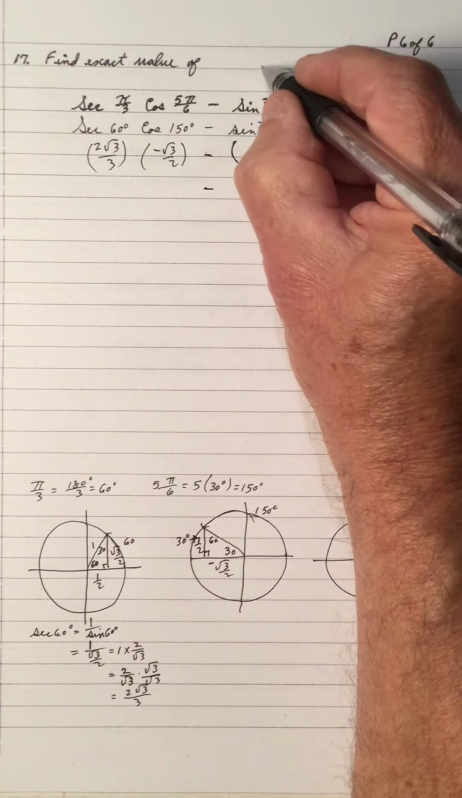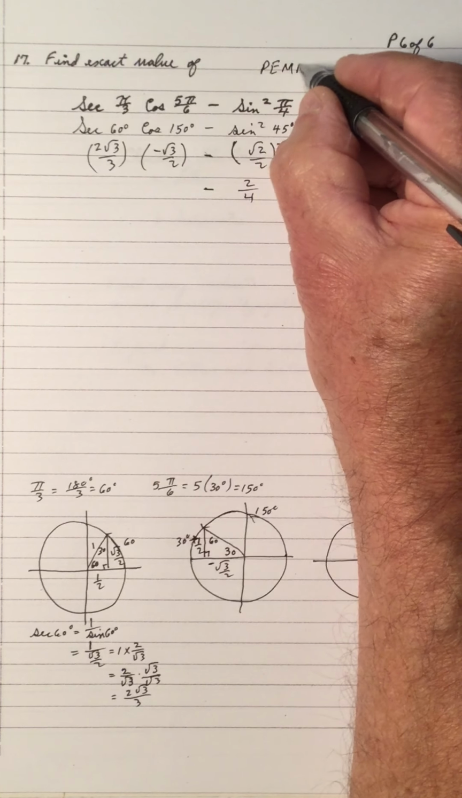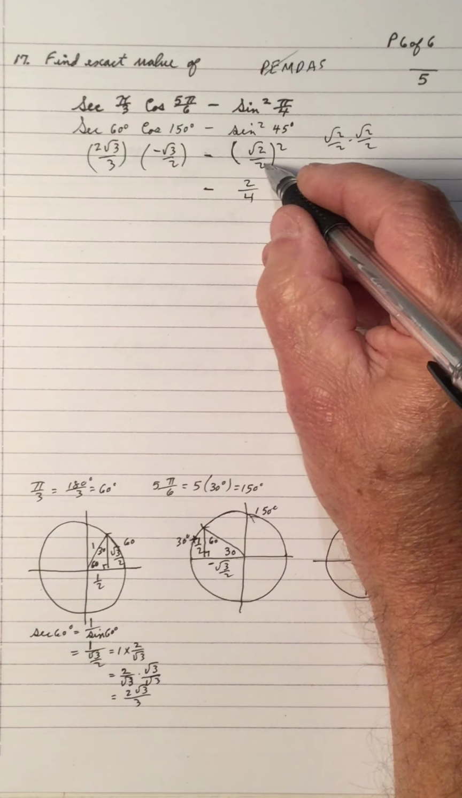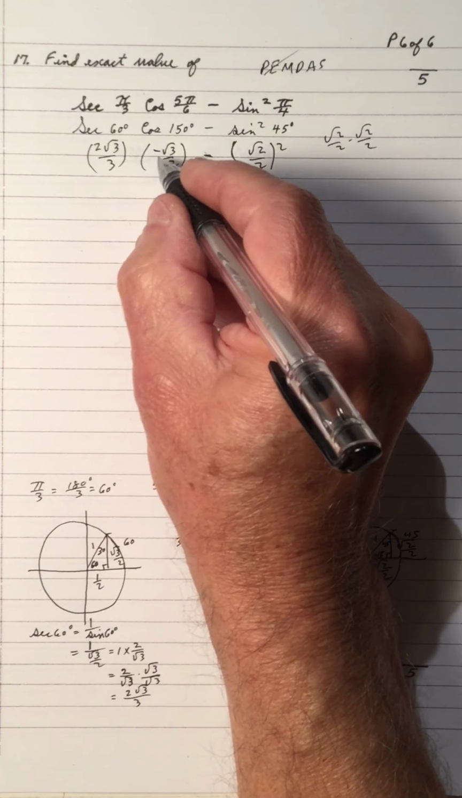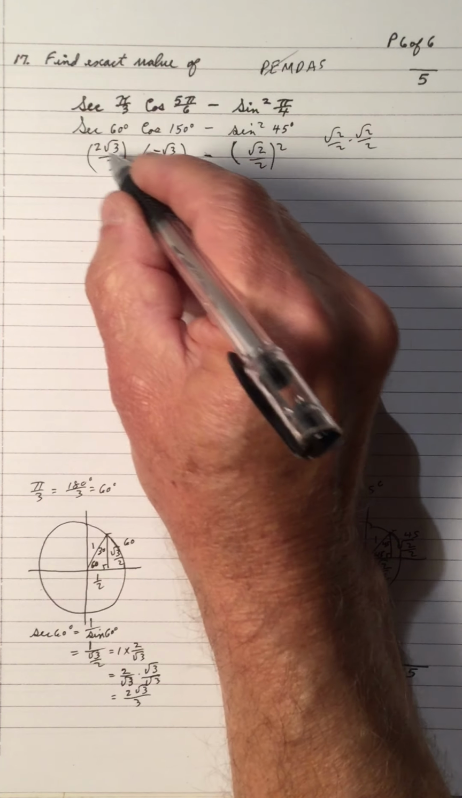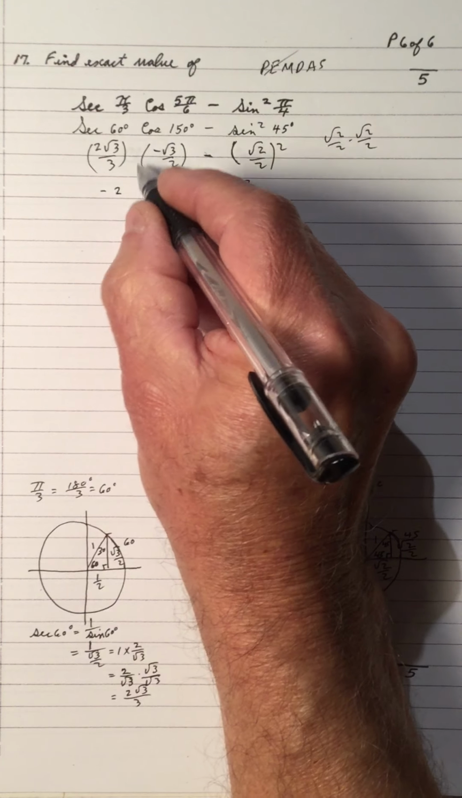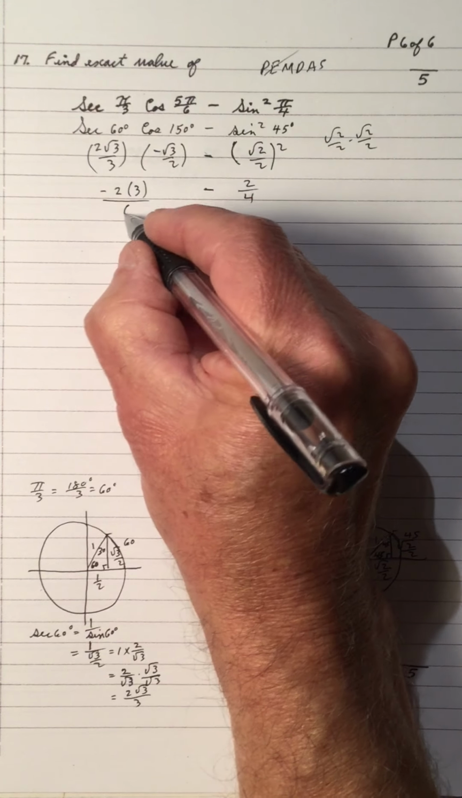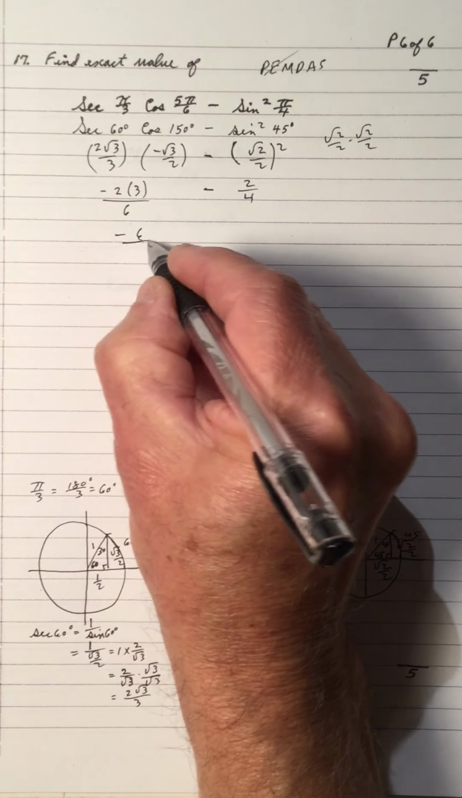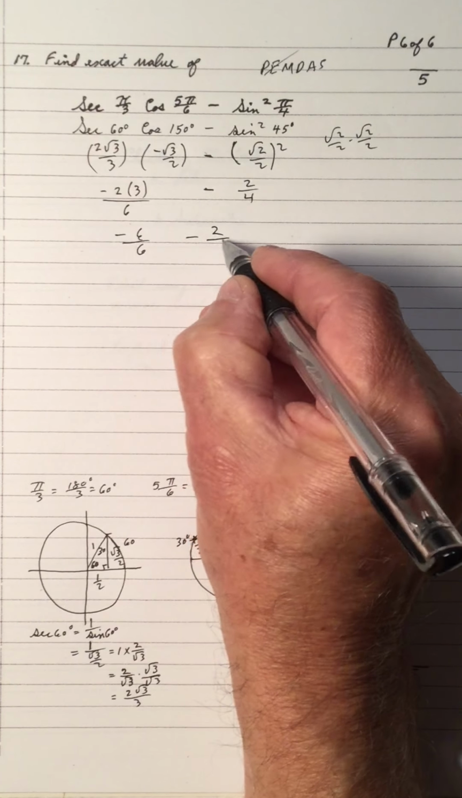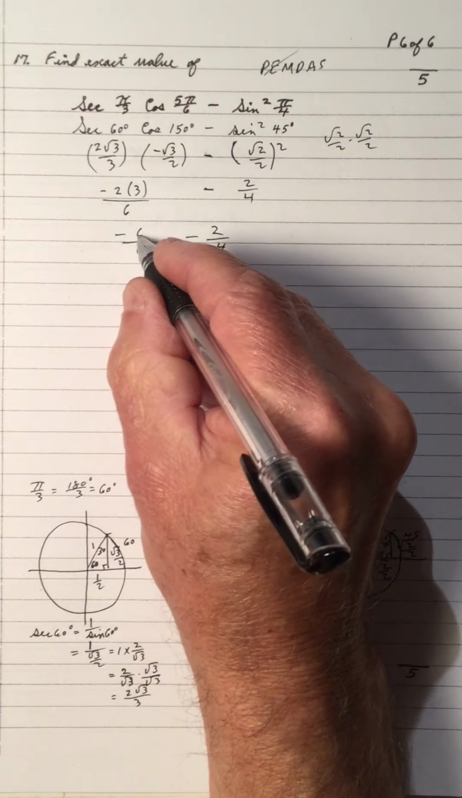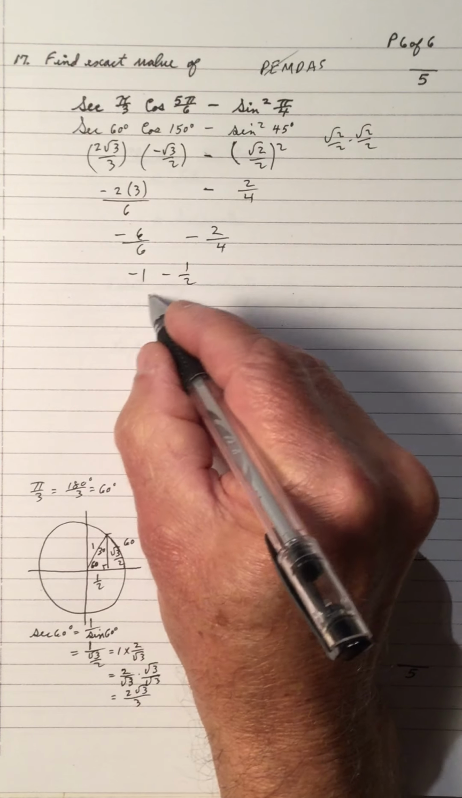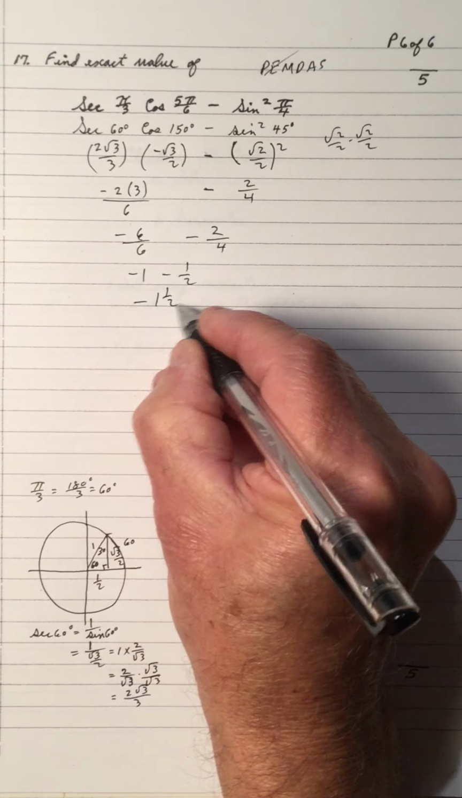Now we're doing PEMDAS. P-E-M-D-A-S. So the brackets are done, the exponents are done. Now we're going to do the multiplication. So we have negative times a positive is a negative. 2 times 1 is 2. Root 3 times root 3 is 3. And we have 3 times 2 is 6. So simplify, that's a negative 6 over 6 minus 2 over 4. We can simplify it to make it a negative 1 minus a half. And we add that, we get a negative 1 and 1/2.